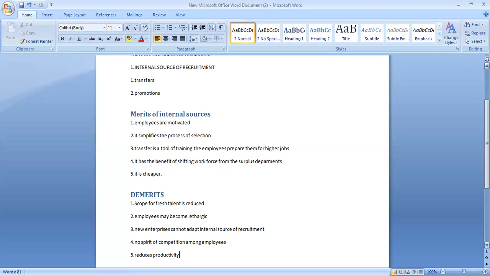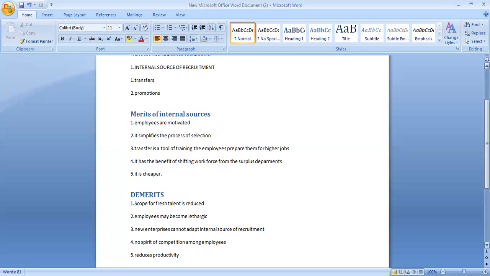And it is cheaper. Obviously it is cheaper. Why? Because you're not going to follow any tough procedures that you would follow for the external source of recruitment. You're going to simplify the procedures, and you're not going to take any sort of risk that you would face with external recruitment. So obviously it is cheaper. There is no need to spend that much money in selecting candidates who are already working within the organization.